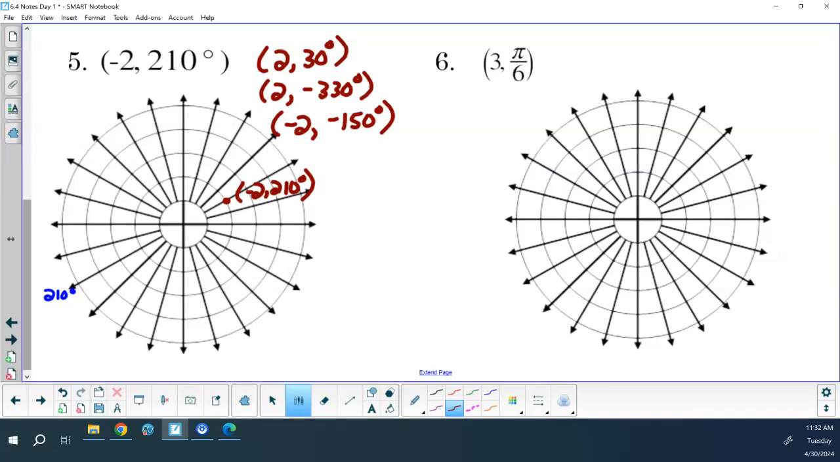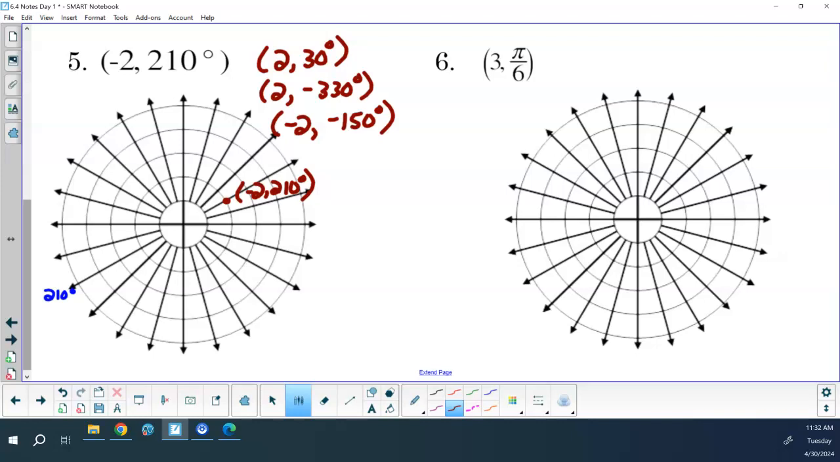Yes, ma'am. Because these are in 15s. We won't always necessarily be on the unit circle. Right now we're just doing it on the unit circle to make it nice and easy for you. But later on, we're going to say 100. Okay.